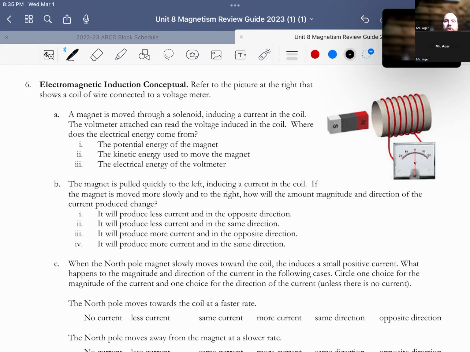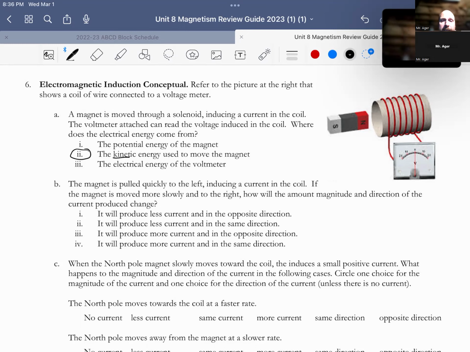Where does the electrical energy come from? So where is that energy coming from? As I mentioned before, the magnet has no potential energy. That's not it. It's the kinetic energy of motion. The kinetic energy is becoming electrical energy. Kinetic to electrical is induction, or a generator. If we go the other way, that would be a motor, but that's this.